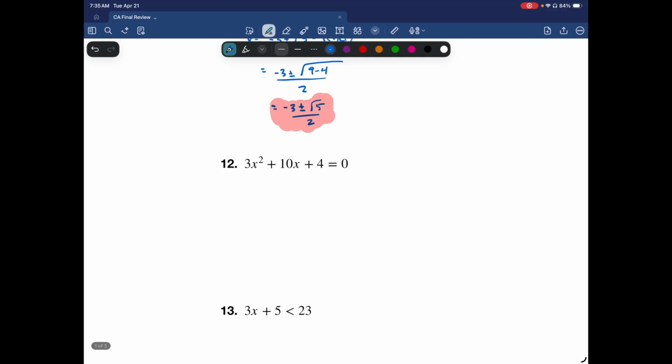All right, 12, we're doing the same thing. It's not going to factor whether you use the AC method or whatever. So the quadratic formula always works. So it's something that you can put in your back pocket. But here, let's see, I got x equals opposite b, so negative 10 plus or minus square root b squared. So it's going to be 10 squared minus 4ac, 4 times 3 times 4, all over 2a. A is 3, so it's going to be 6.